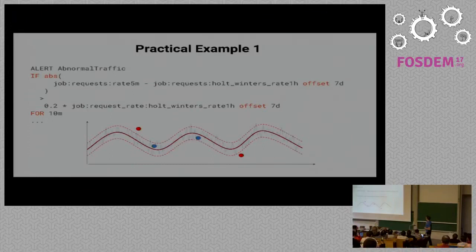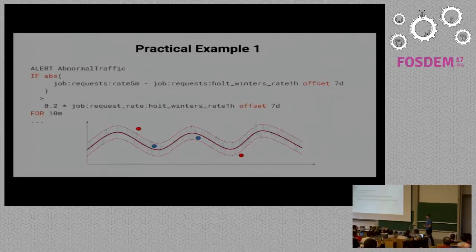So, yeah, we take our current request rate, and then we take the smoothened curve we calculated from 7 days ago. And if the current request rate is out of the 20% range of this, we want to alert. So this theoretically is anomaly detection, depending on how you define it.